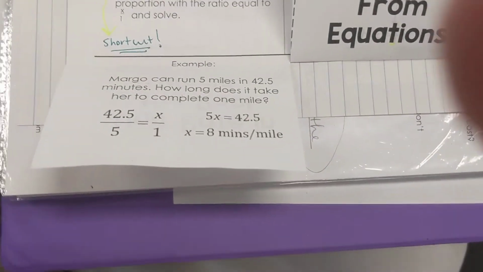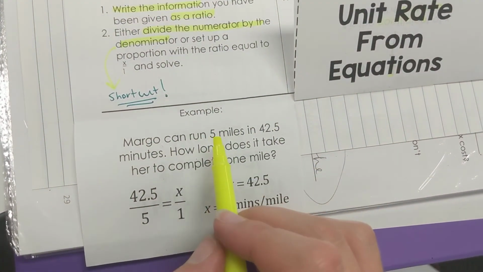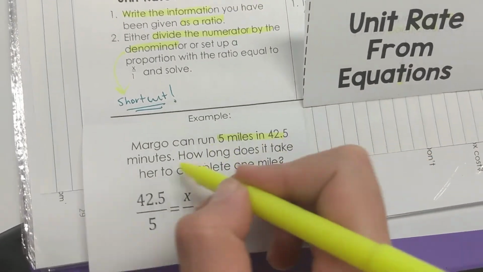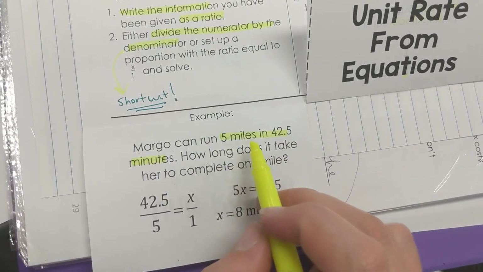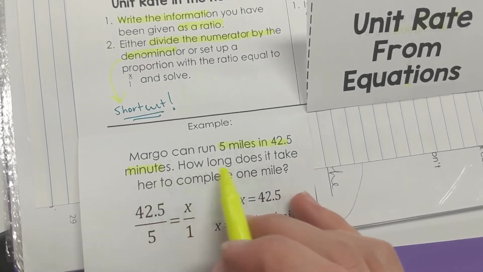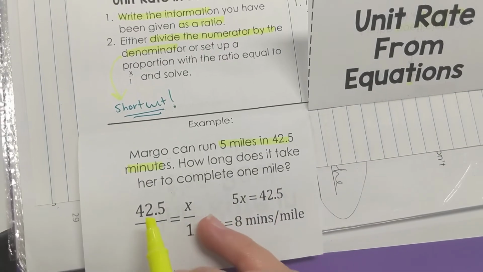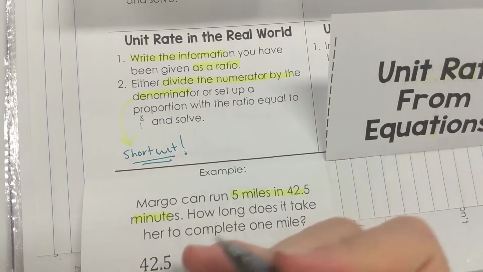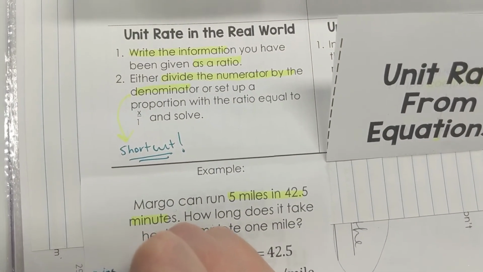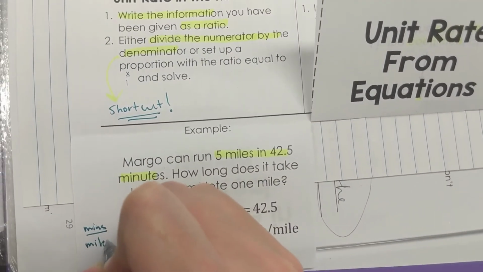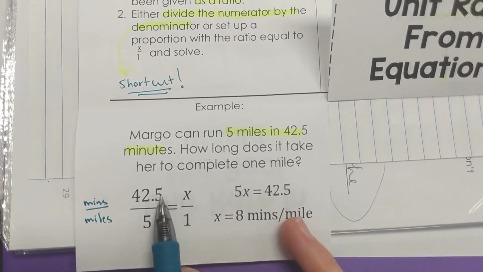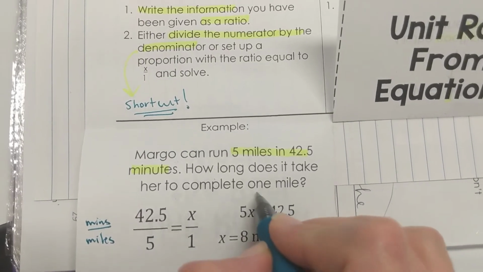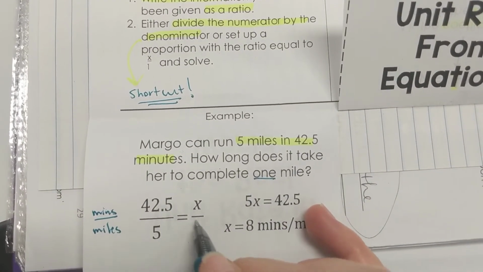All right, so for this example, Margot can run 5 miles in 42.5 minutes. So my units are miles to minutes. How long will it take her to complete 1 mile? When I set this up, this case is minutes over miles as my unit ratio, 42.5 minutes, 5 miles. We want to know how long it takes 1 mile. So that's why I have a 1 right here.